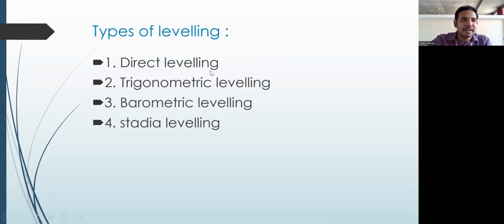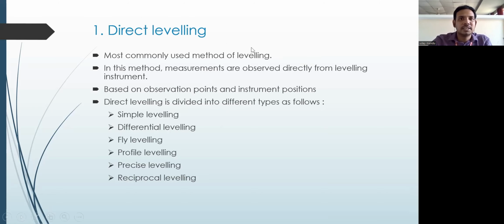One is direct leveling, the second one is trigonometric leveling, the third one is barometric leveling, and the fourth one is stadia leveling, right? Let's move with the first one, that is direct leveling. Direct leveling is the most commonly used method of leveling. In this method, measurements are observed directly from the leveling instrument. So if you take the readings directly with the help of the leveling instrument, that type of leveling is called direct leveling.